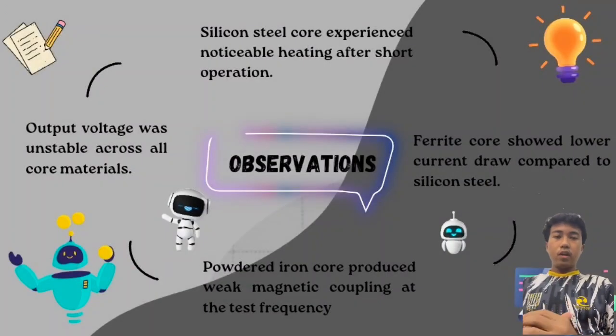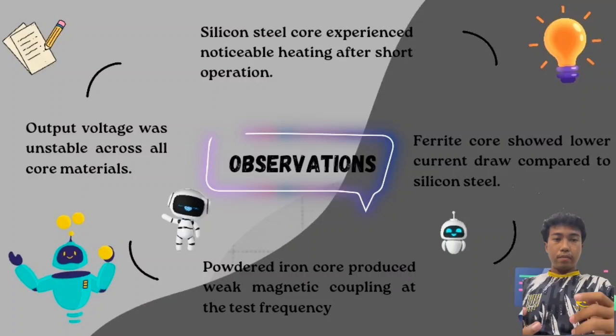So now is the observation slide. From this slide, I will give a simple explanation of the data. Based on the data, the ferrite core shows the best performance due to its low hysteresis and very low eddy current loss. Silicon steel also performs well because of its high malleability, making it suitable for power transformers.